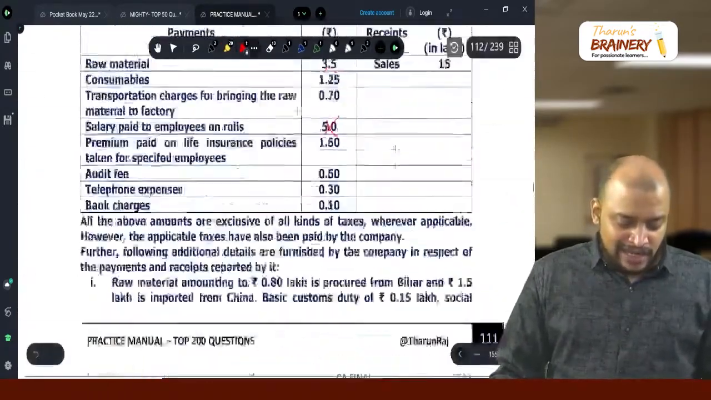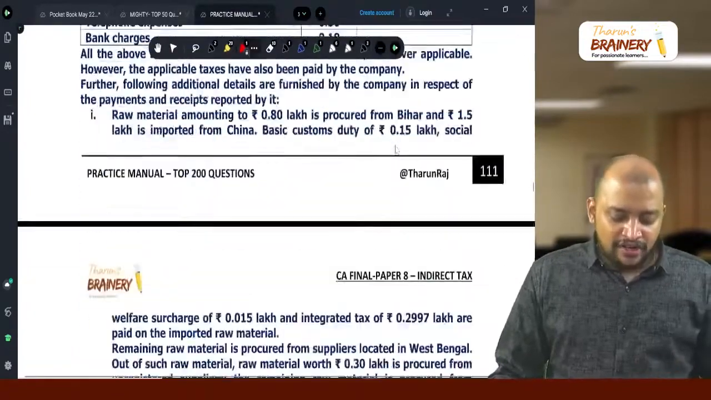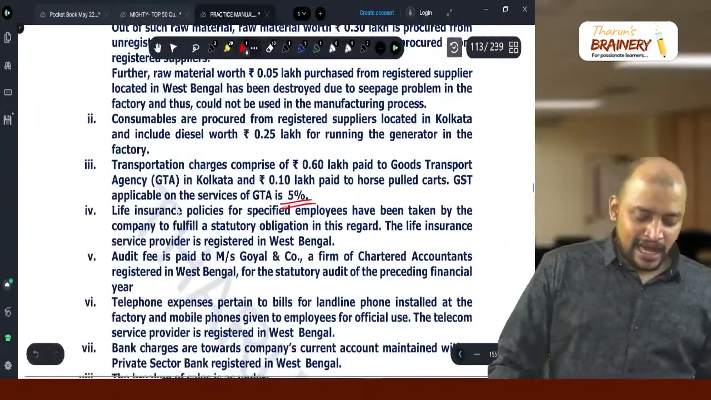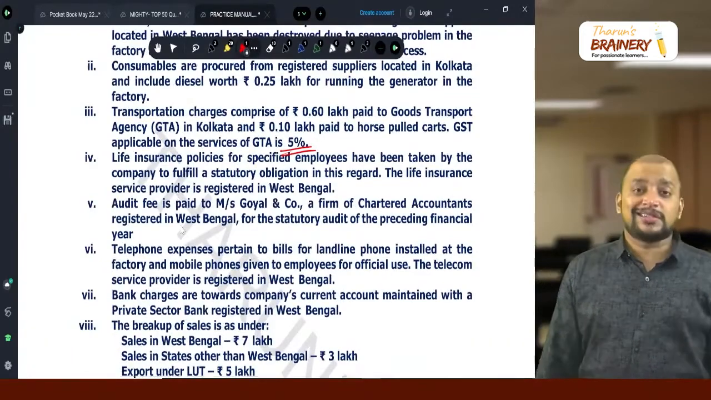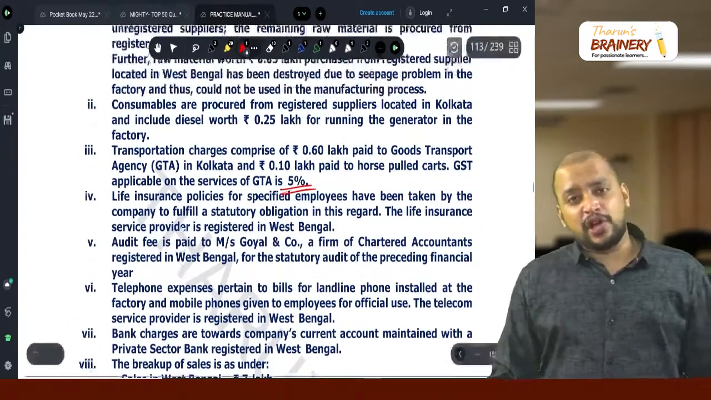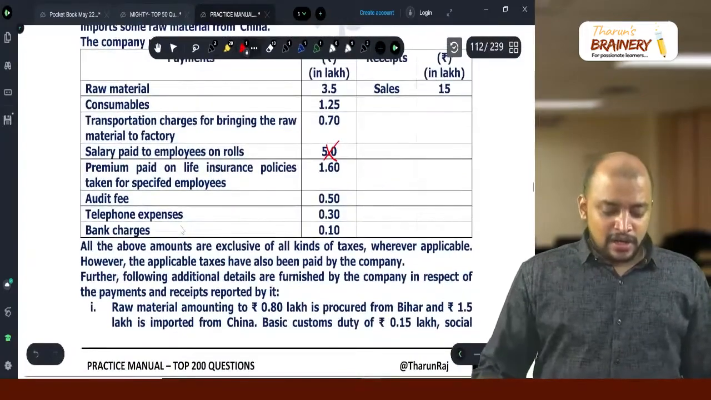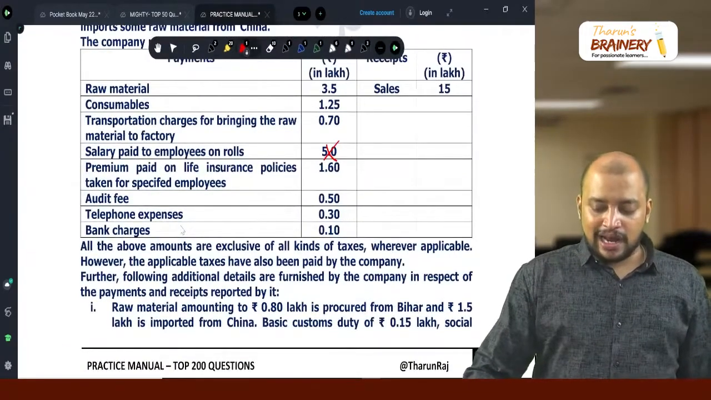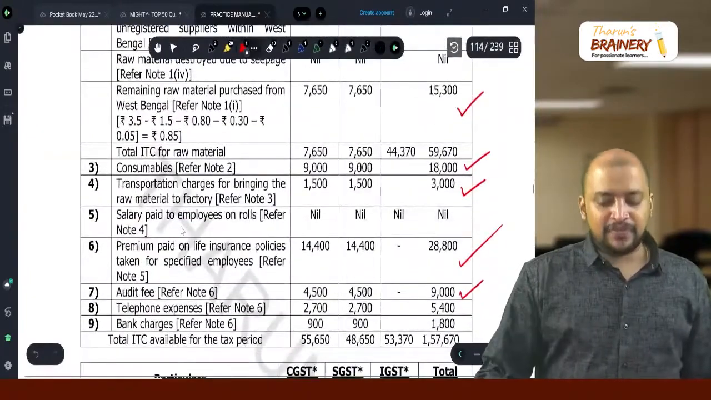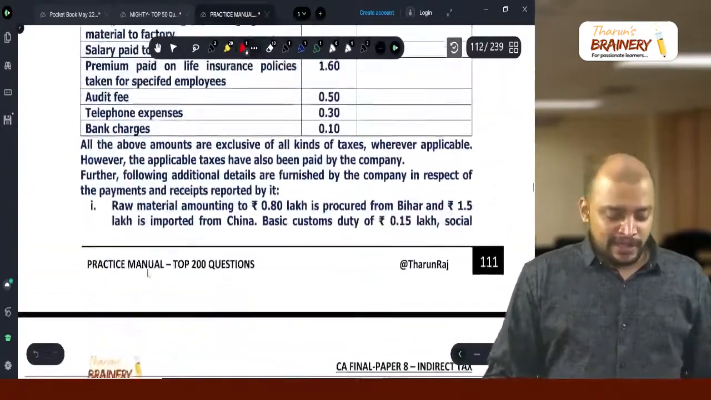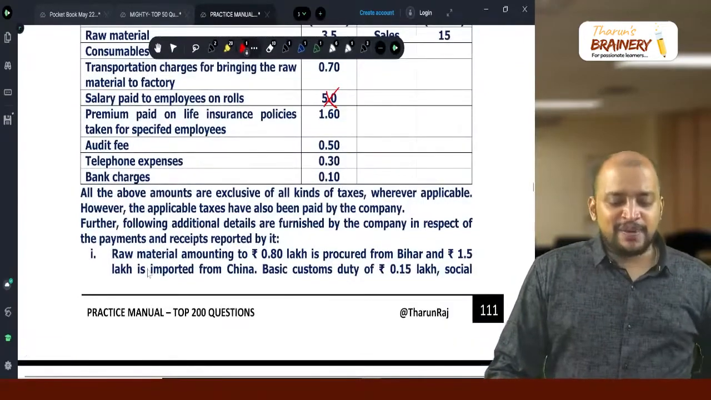Then next, what is the next number? So audit fees. They have given audit fees paid to Messrs. Goel and Co, a firm of chartered accountants registered in West Bengal for statutory audit. Yes, we can take credit. Audit fees 50,000, again 9%, 4,500 and 4,500.